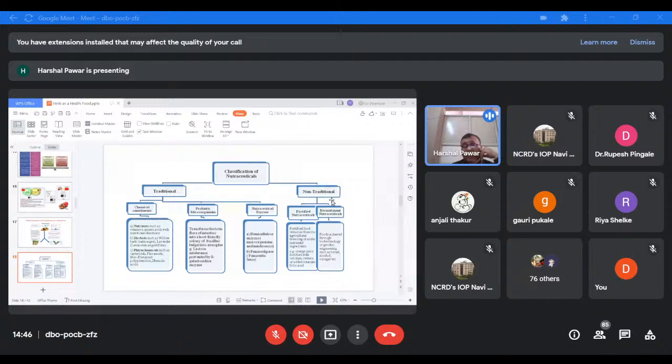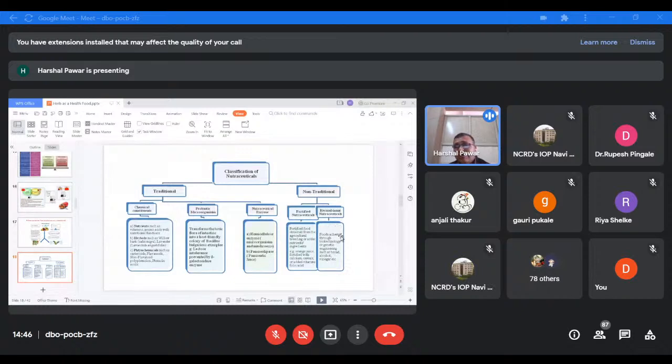There is one more category, that is non-traditional nutraceuticals. These are again subcategorized under two classes. One is fortified nutraceutical and the second one is recombinant nutraceutical. The fortified nutraceuticals include your fortified foods wherein, for example, orange juice is fortified with calcium, or cereals are added with vitamins like folic acid.